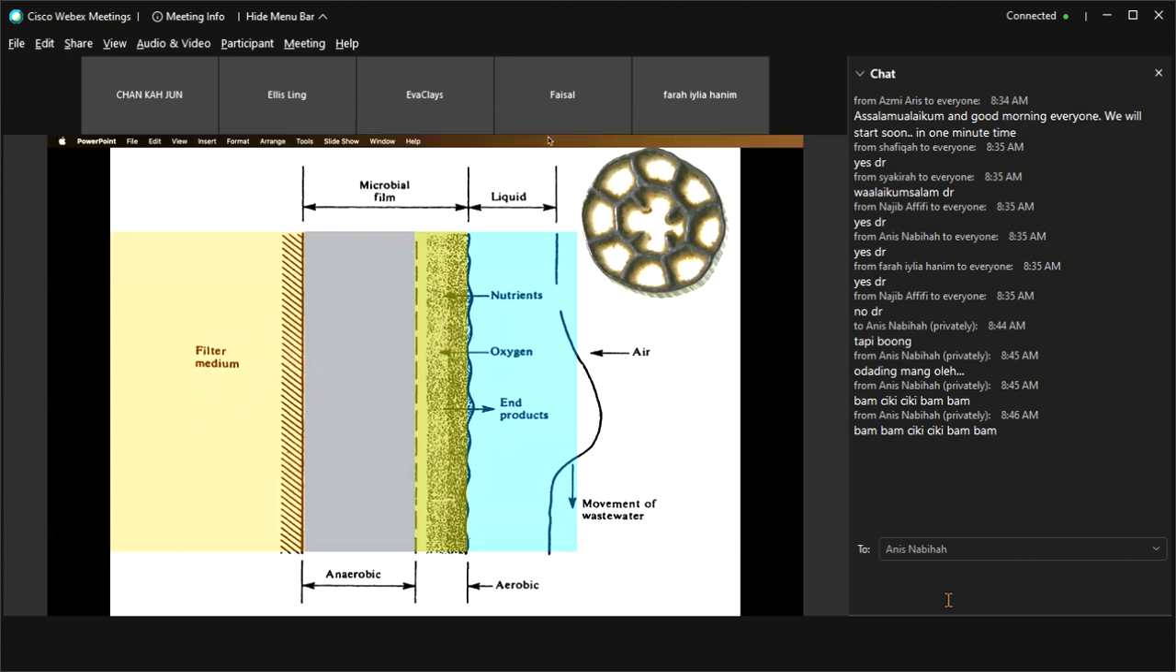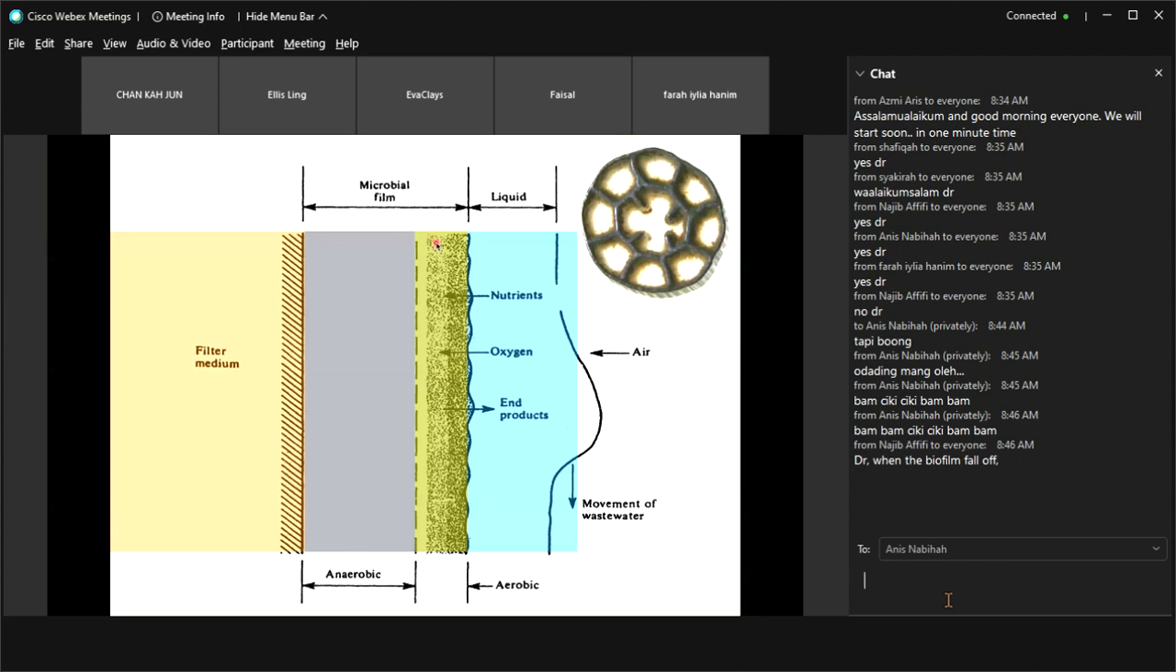Any question? Any question? No? So this is a very important concept for you to understand. Okay, Najib, what's your question? Okay, Najib asked, when the biofilm falls off, does it mix with the wastewater?